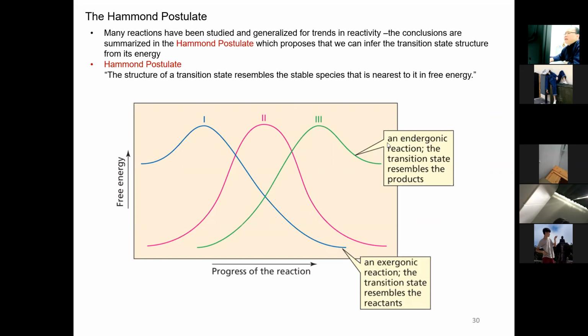postulate. For an endergonic reaction, which means the product is higher in energy than the starting material, the transition state will look like the product. But if it's an exergonic reaction, if the product is more stable than the starting material, then the transition state will look like the starting material.